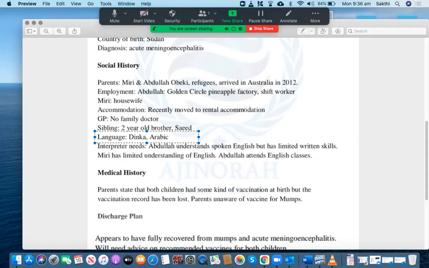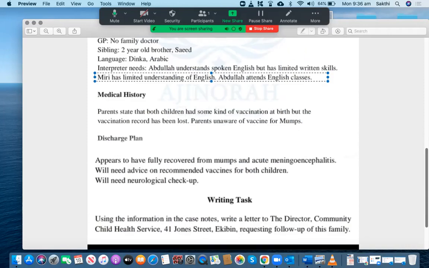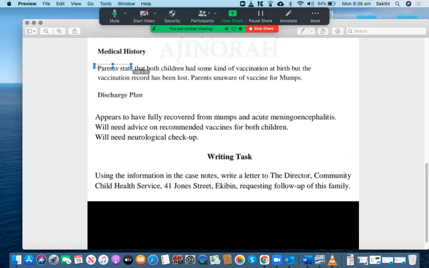Okay. All right. Interpreter needs. Yes, of course. He understands spoken English, but he has limited written skills. So they need an interpreter. Miri has limited understanding of English. Abdullah attends English classes. Okay, all right. Let's go to the next one. Parents state that both children had some kind of vaccination.